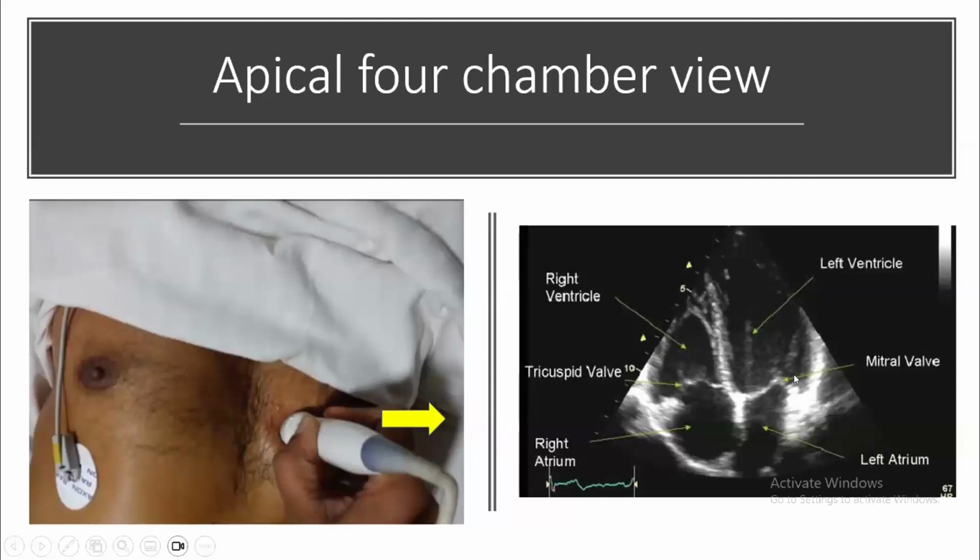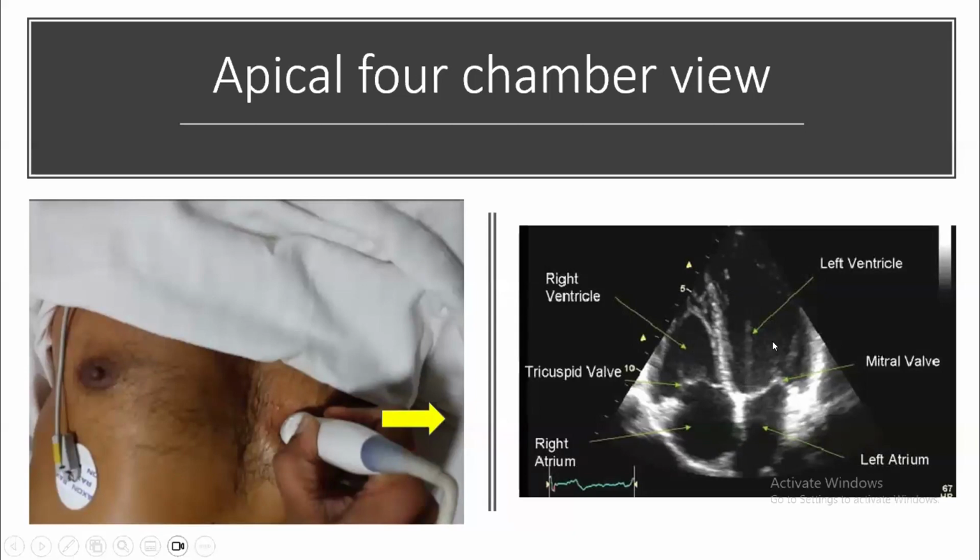What you can see is the classic view. Our probe marker is coming from here, so we're cutting the heart like that, right? So we have the left ventricle, this is the septum of the ventricle, and we have the mitral valve, the left atrium, the right atrium, the tricuspid valve, and the small right ventricle.